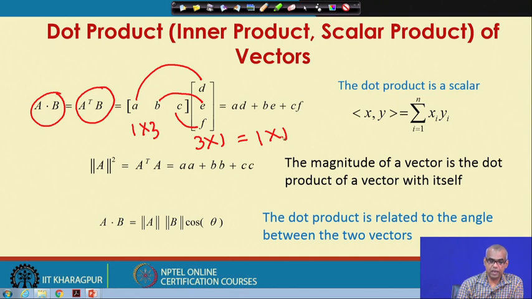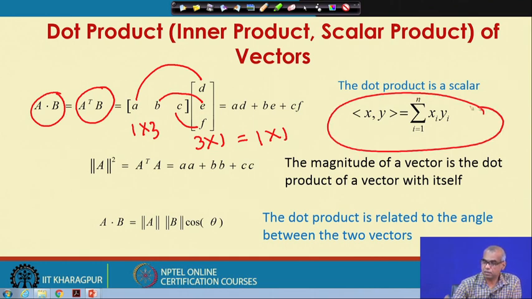So, if the elements of matrix A are a, b, c and the elements of matrix B are d, e, f, the dot product between A and B is ad plus be plus cf, which is a scalar quantity. So, the dot product is also represented like this. For two vectors x and y, the dot product is sigma x_i y_i for all values of i equal to 1 to n, where n is the number of components in vectors x and y.